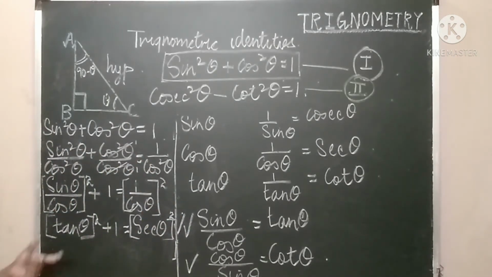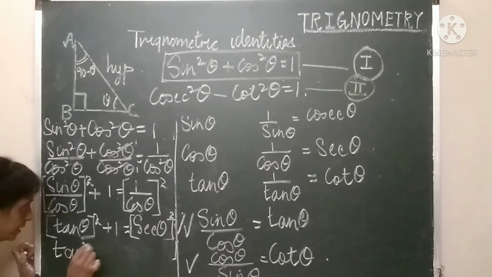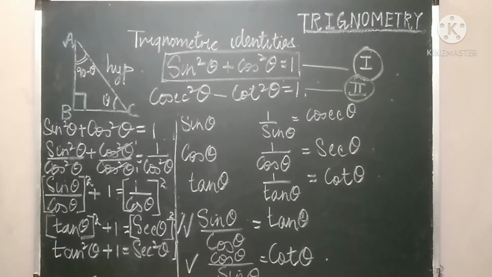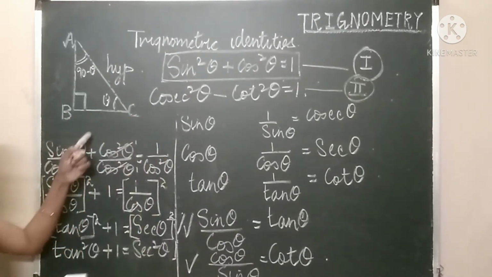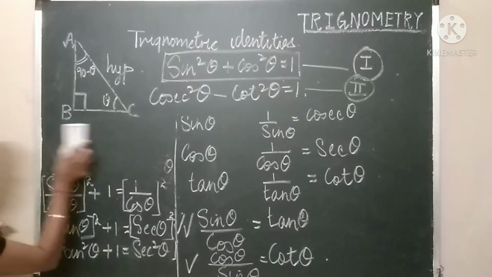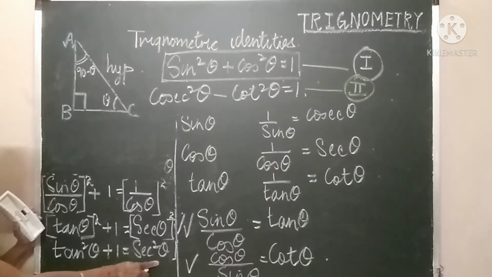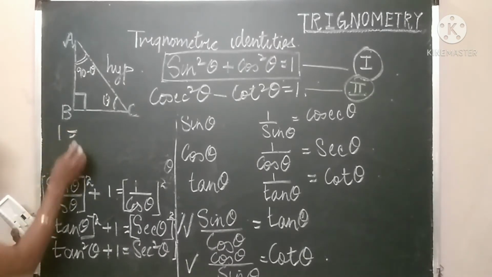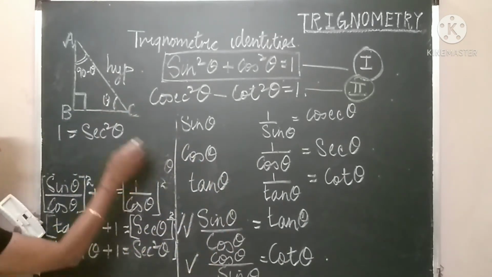So finally what did we get, children? Tan theta, the whole square can be written as tan square theta plus 1, which is equal to sec square theta. This is the third identity. How did we get the third identity? By dividing the whole first trigonometrical identity by cos square theta. So what can we conclude, children? Tan square theta plus 1 is equal to sec square theta, or in other words, take tan square theta on the other side. So what are we left with? 1 is equal to sec square theta, tan square theta goes on the right hand side.